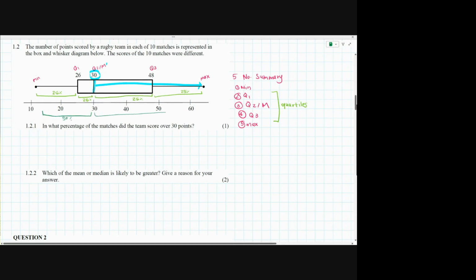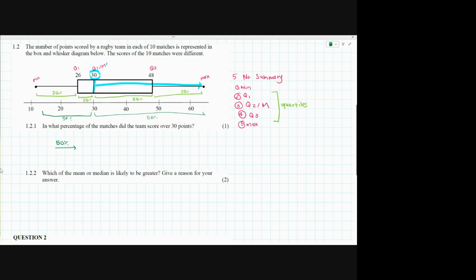And above your median, you've got 50% of your data, because your median is your middle point, 50-50. And so what that means is that in 50% of our data, the team scored over 30 points. Right, that's a 1 marker. There's a reason for it. You literally just have to read.